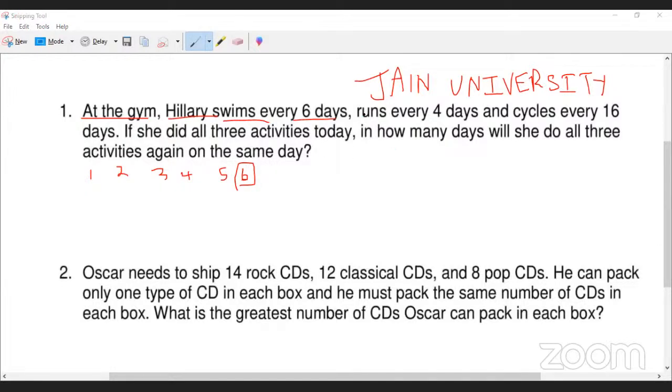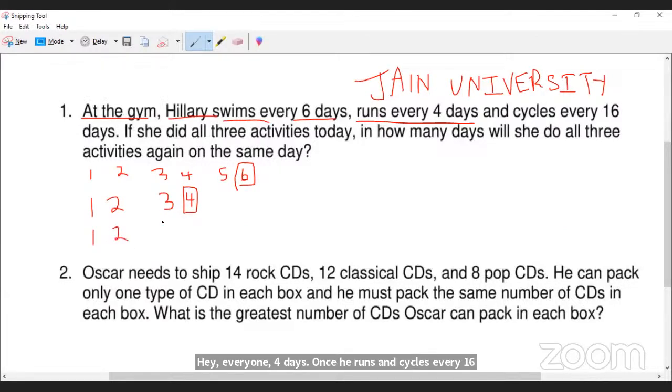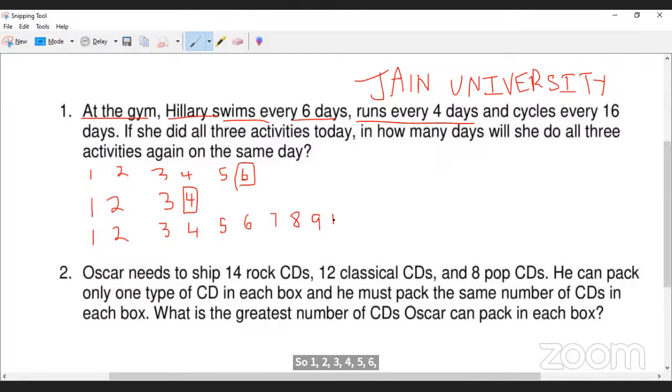Okay, can you hear me? So he runs every 4 days. So let's say 1, 2, 3, 4. Every 4 days once he runs and cycles every 16 days. So 1, 2, 3, 4, 5, 6, 7, 8, 9, 10, 11, 12, 13, 14, 15, and 16.